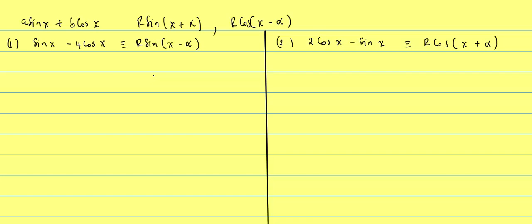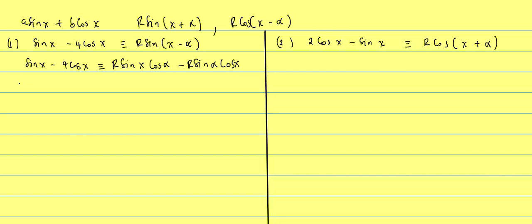Welcome back. I trust that you had some success in the two questions. Let's get straight to it. So the whole idea is to try and write this left hand side as what we are given on the right. So if I expand the two, the left hand side is sine x minus 4 cos x, and it's going to be identical to the right hand side, and that expansion is r sine x cos alpha minus r sine alpha cos x.